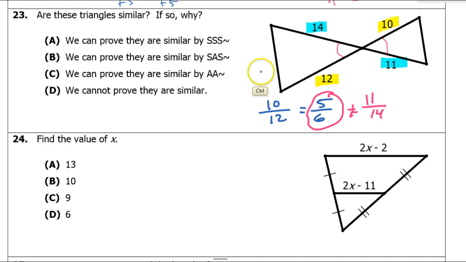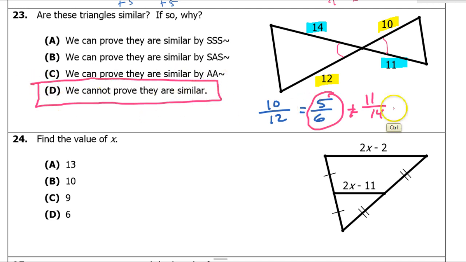So that means that we don't have anything else. We don't have proportional sides. All we have is congruent angles. So that means that we cannot prove that these are similar. Okay? If these had been the same, like if this had reduced down somehow to 5 over 6, then that would give us two pairs of corresponding sides that were proportional, and I would say side angle side similarity. But because they're not the same, no.